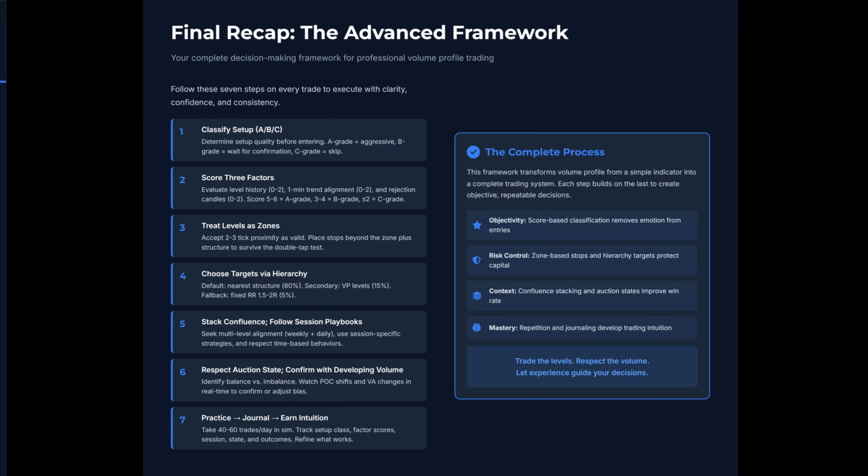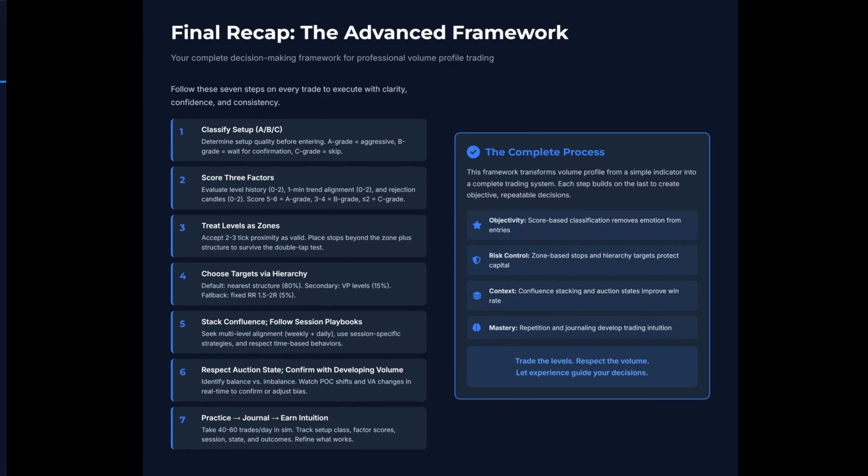Step 5. Stack confluences and follow session playbooks. Seek multi-level alignment. The more confluences you can stack, the higher the probability of the trade. Confluence Type 1, Multi-Time Frame Volume Profile Alignment. Look for weekly VAH aligning with daily POC, or daily VAL aligning with overnight VAH. When multiple time frames point to the same price level, that level has magnetic power.